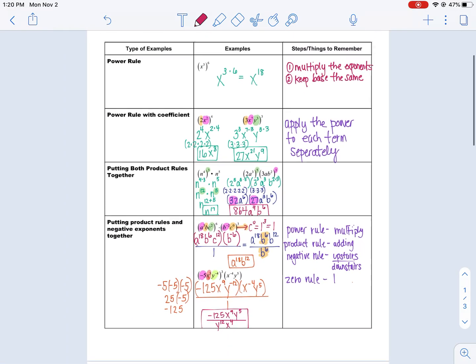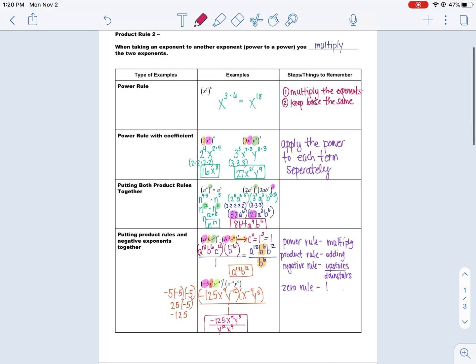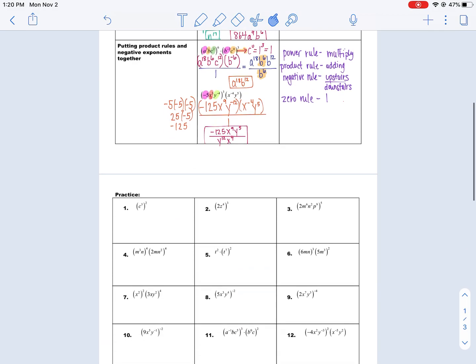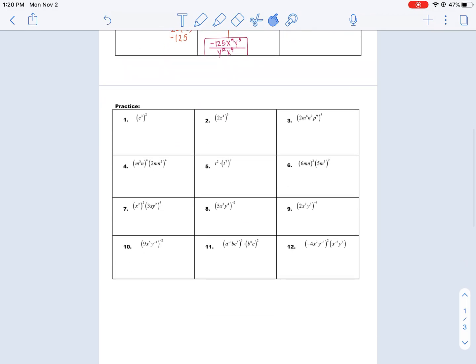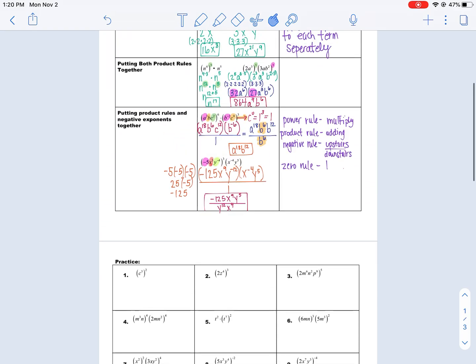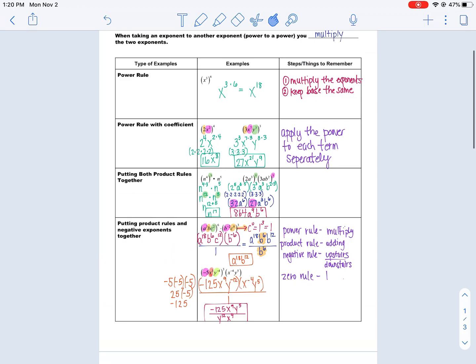You can obviously watch this video as many times as you need to go through product of power versus power to power, but you are going to work on the 12 practice problems. If not finished in class, it will be part of your online work, and then you'll also have your check to do as part of your online work.